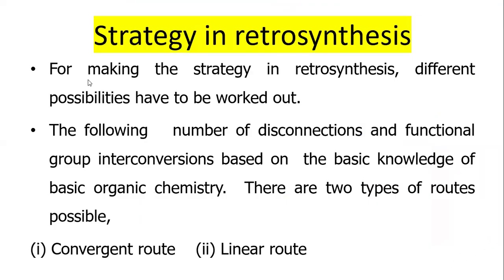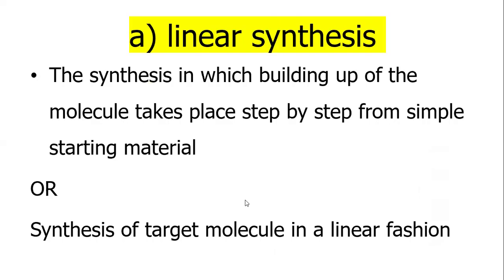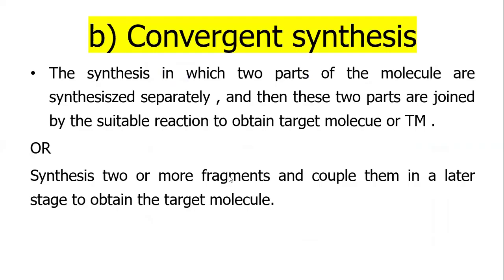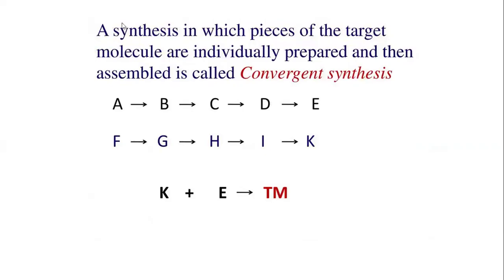Strategy in retrosynthesis. For making the strategy in retrosynthesis, different possibilities have to be worked out, with the following number of disconnections and functional group interconversions based on basic knowledge of organic chemistry. There are two types of possible synthesis: linear synthesis and convergent synthesis, in which fragments are prepared and then assembled.